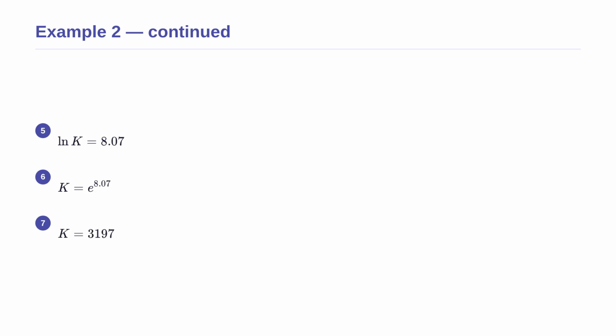Dividing the large numerator by the denominator gives us a natural logarithm of 8.07. This high value is a direct mathematical reflection of the severe crowding. We take the exponential of both sides to solve for K. Because the exponential function grows so rapidly, we get a staggering equilibrium constant of 3,197. This means there are thousands of equatorial molecules for every single axial molecule. The axial form is practically non-existent.